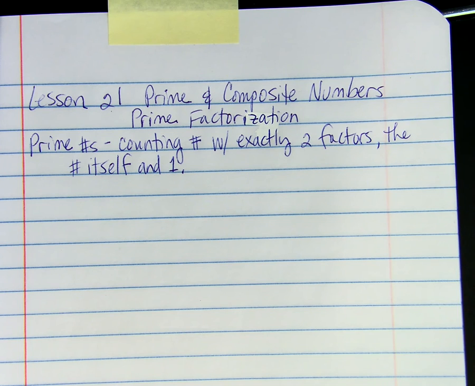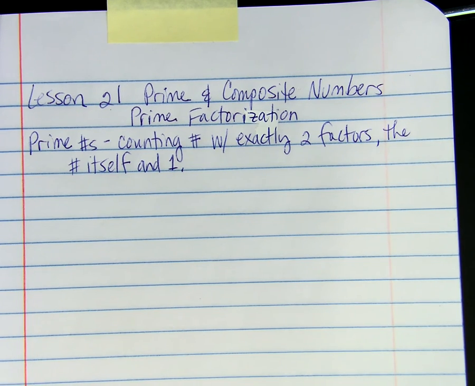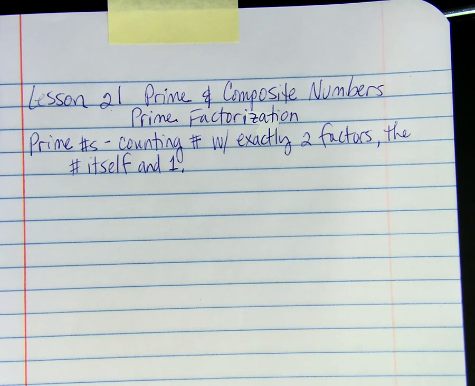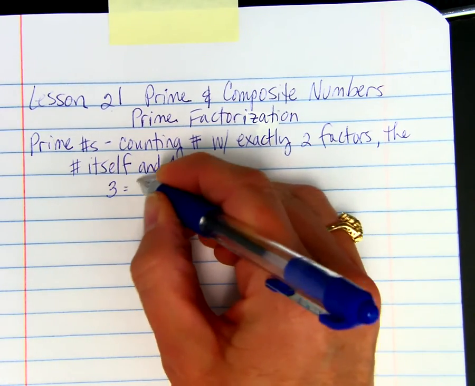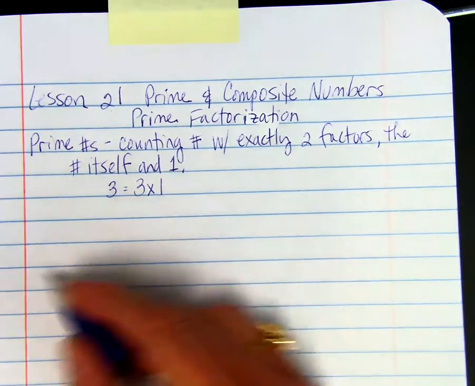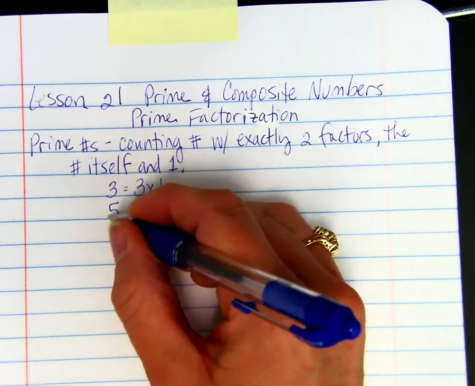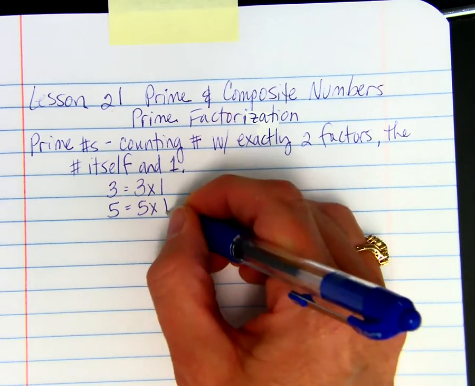So we start with the number 2, and 2 has factors 2 and 1. So it is prime because there's no other factors of 2. So another example would be 3. It's 3 times 1, there's no other factors. And 5. Okay, so these ones are prime.